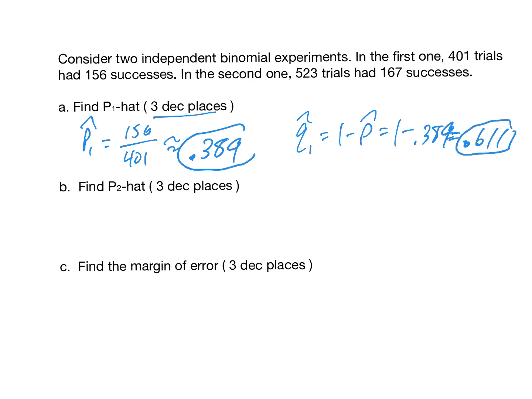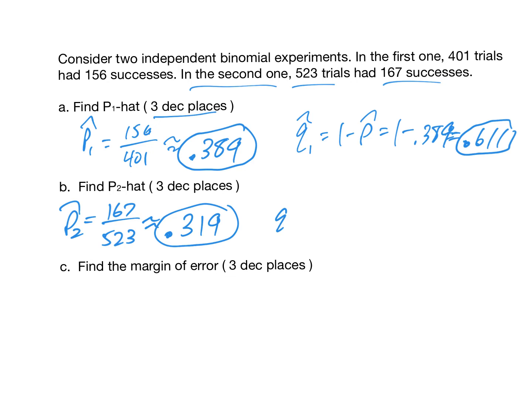So P1 hat, Q1 hat from sample 1. In the second experiment, there are 523 trials and 167 successes. So this is P2 hat, which is 167 over 523, which yields 0.319. Obviously, we have to find Q2 hat, which is 0.681. So the first thing we need in order to find a confidence interval are those 4 values.